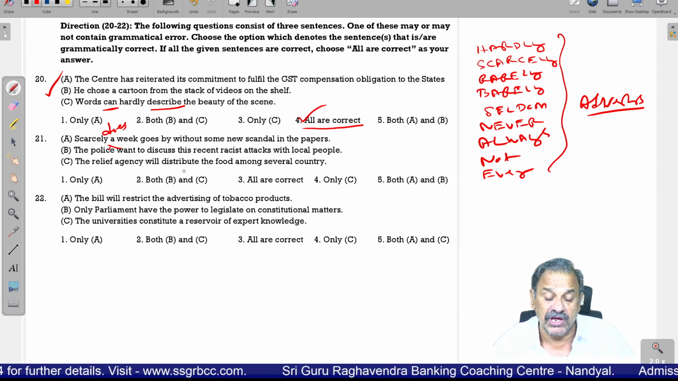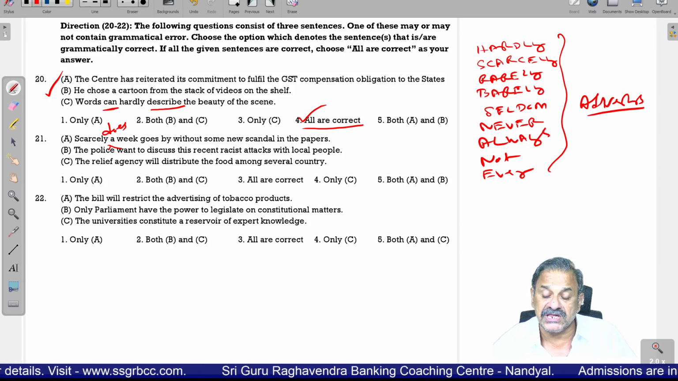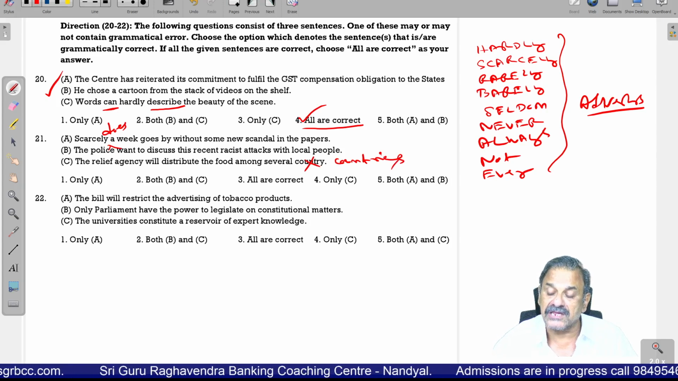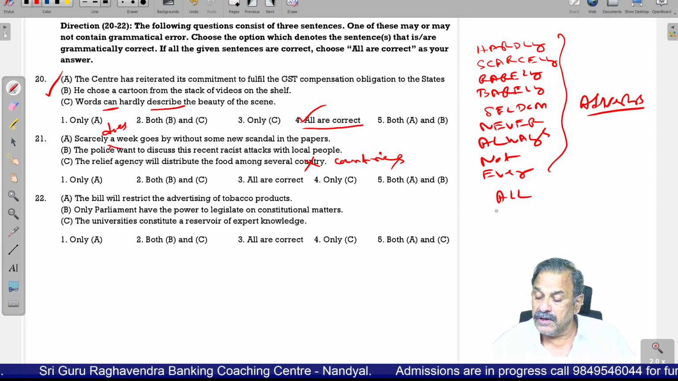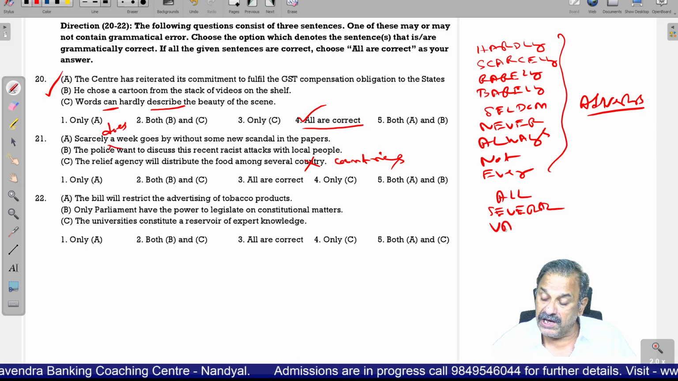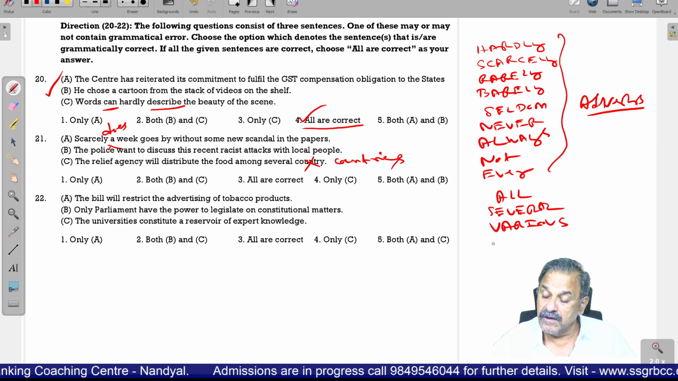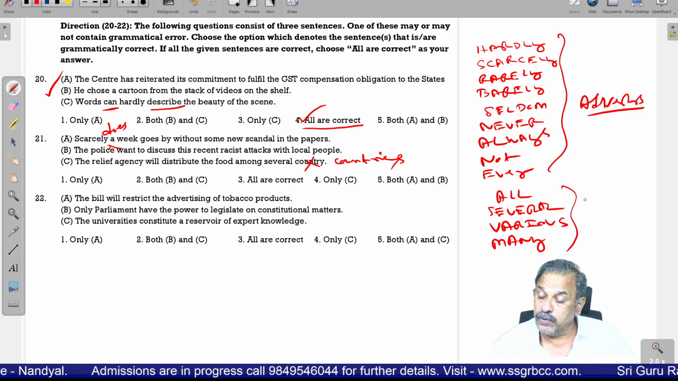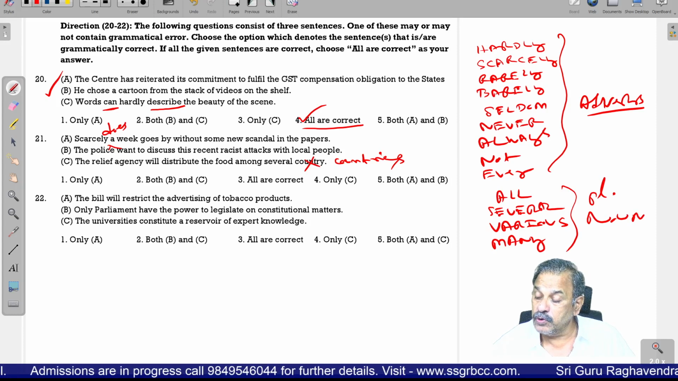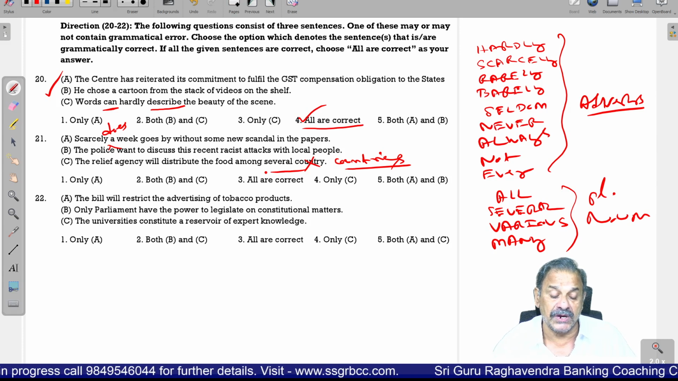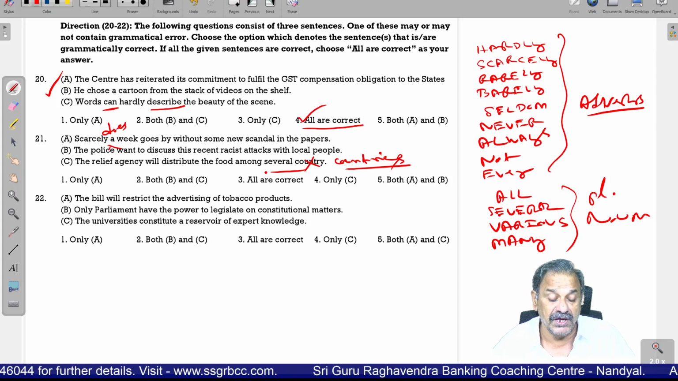The relief agency will distribute the food among several countries. Several, various, many: after these words we have to use the plural noun. So here you have to choose several countries. So the error is in the first one. The error is in A and C. Which one is flaw free? Only B is flaw free.